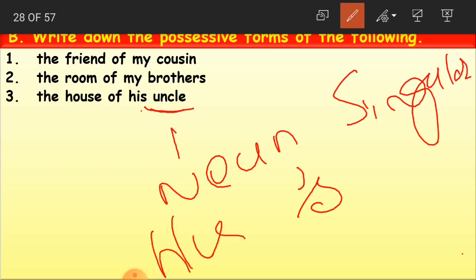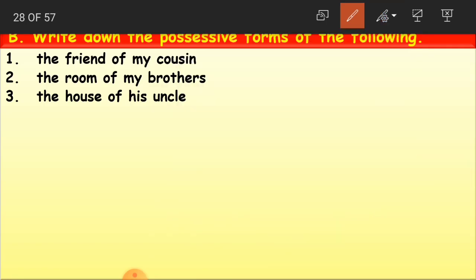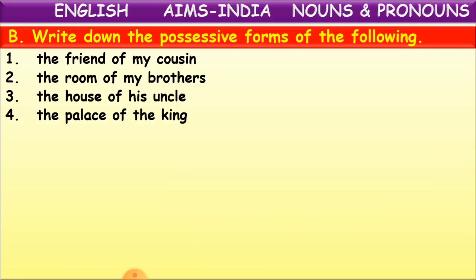His uncle's house. Clear, children? His uncle's house. So you have to write like this. Clear? Able to follow, children? Yes. Now we'll go to the fourth sentence.